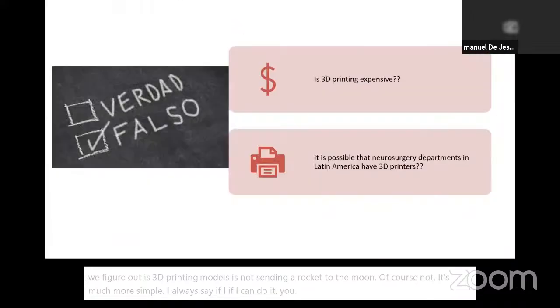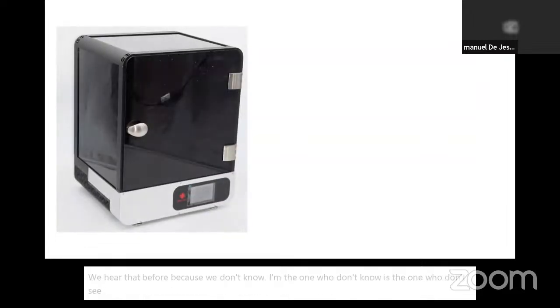Okay, so 3D printing, is it expensive or not? I put here true or false, because a lot of people think 3D printing is so expensive, we cannot afford it. You know, we hear that before because we don't know, and the one who doesn't know is the one who doesn't see. These are the two kinds of 3D printing machine.